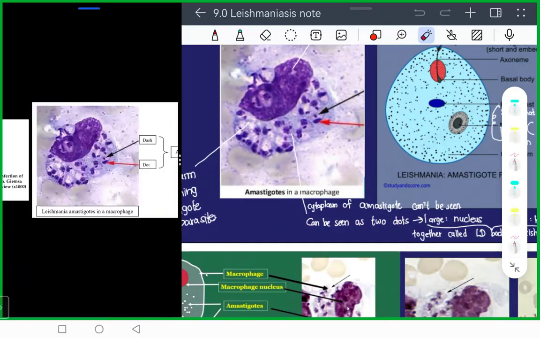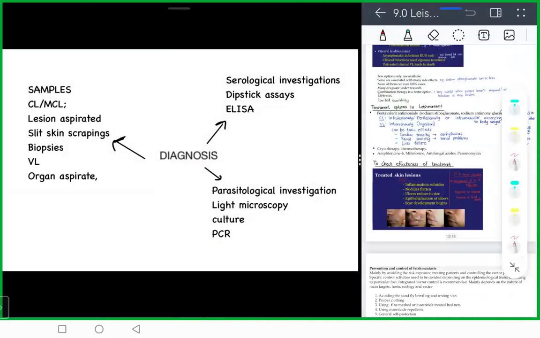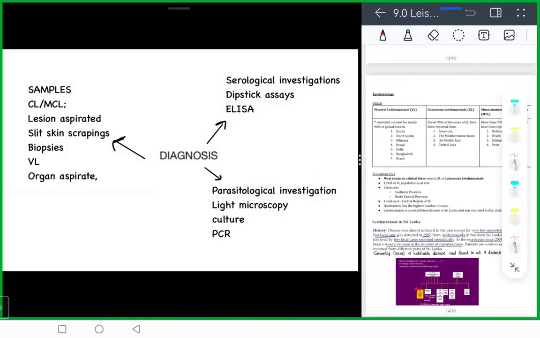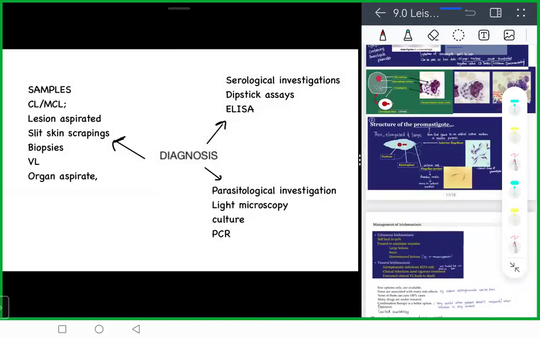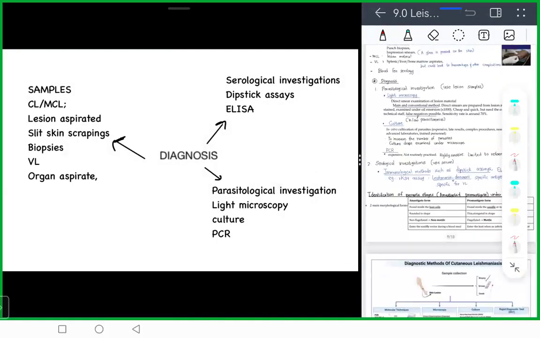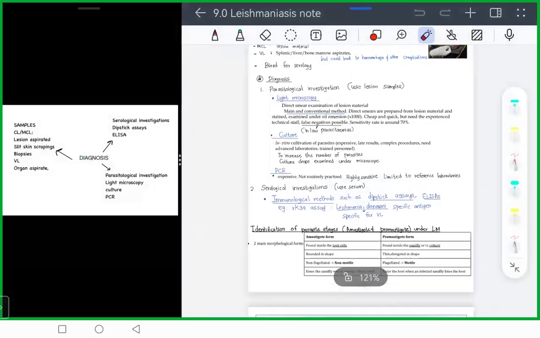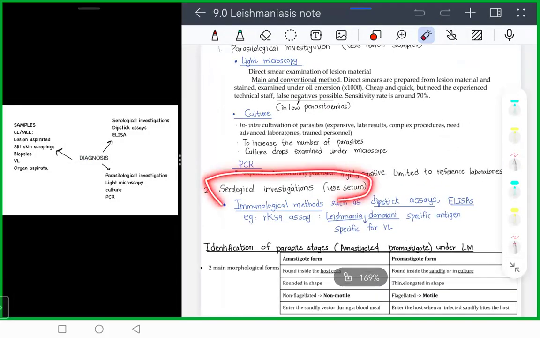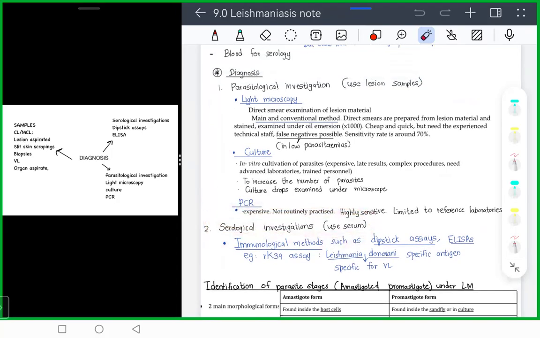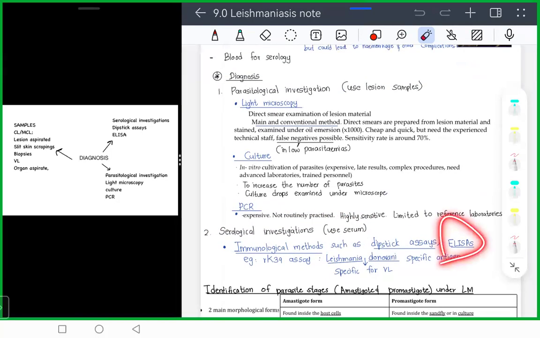So if we go to the diagnostic methods of Leishmania, there are two main methods. The first method is the parasitological investigation, and the second method is the serological investigation. In the serological investigations, we use serum, like we are finding antibodies, antigens, and those things. So we are using ELISA, dipstick, these kinds of assays.